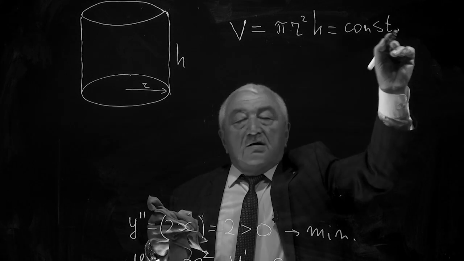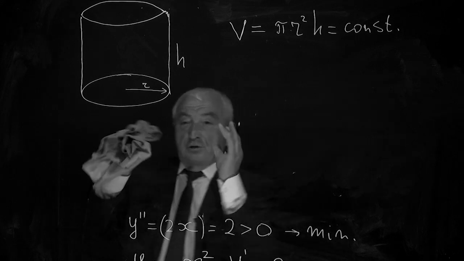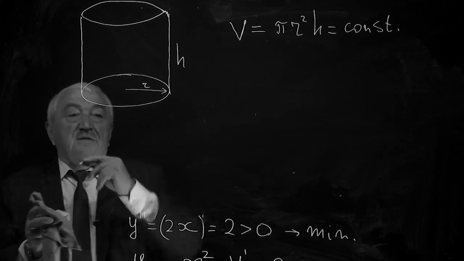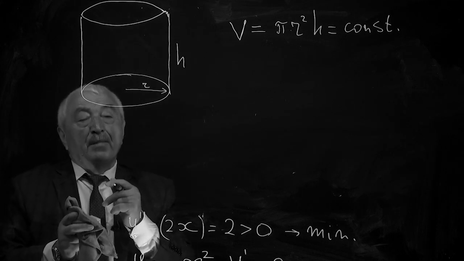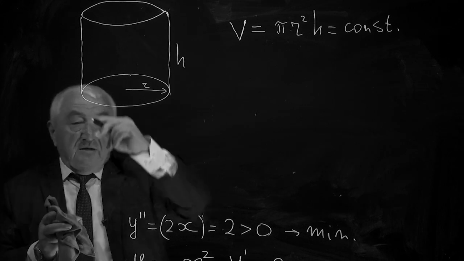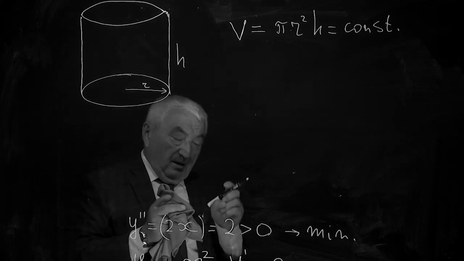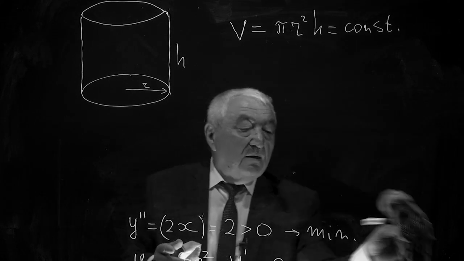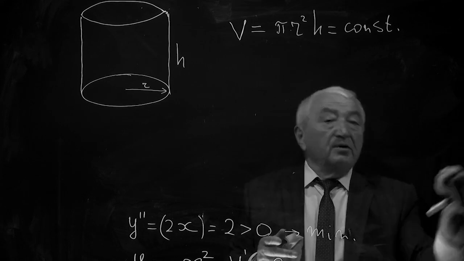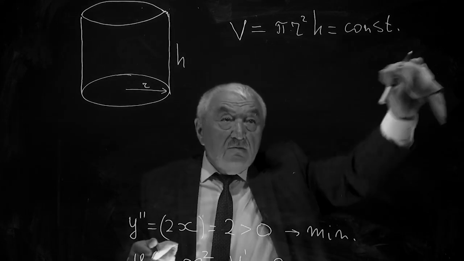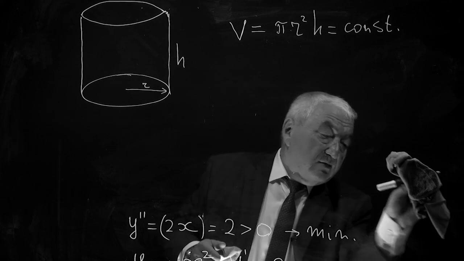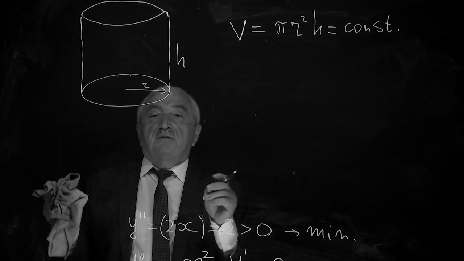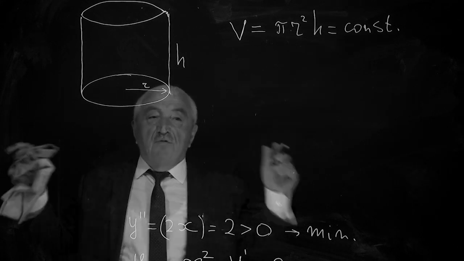It is necessary to find such dimensions, such size of this construction, when the surface has a minimum value. This problem has many applications in practice. We have a given volume. It is necessary to find the size of this construction with minimum value of surface.